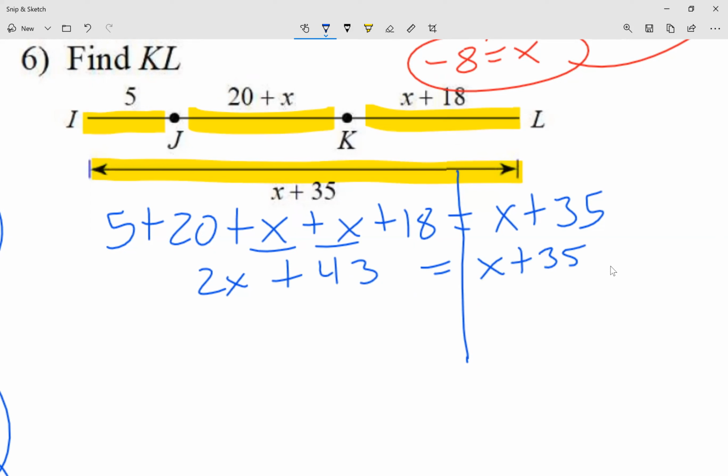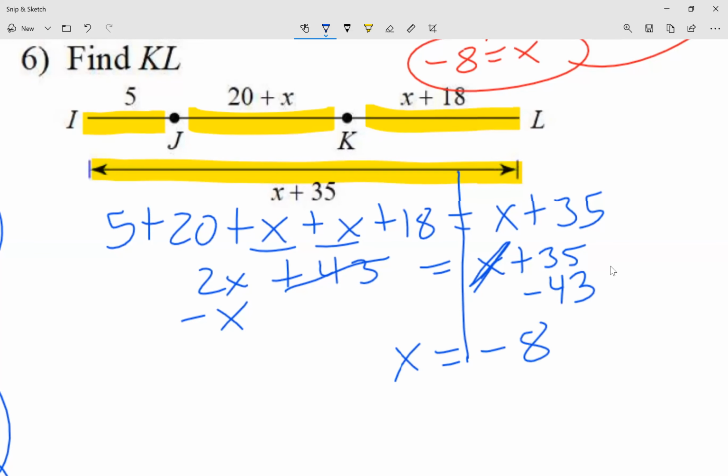When I have x's on both sides, I move one of them because I want to have them together. I want to combine like terms. So I'm going to move the x from the right side. This positive x, I'm going to move to the left as a minus x. And this positive 43, let me move to the other side as a minus 43. Remember, when numbers cross the equal sign, going from one side to the other, you've got to switch the sign. On the left side, 2x minus 1x is just 1x. 35 minus 43 is negative 8. So x equals negative 8.